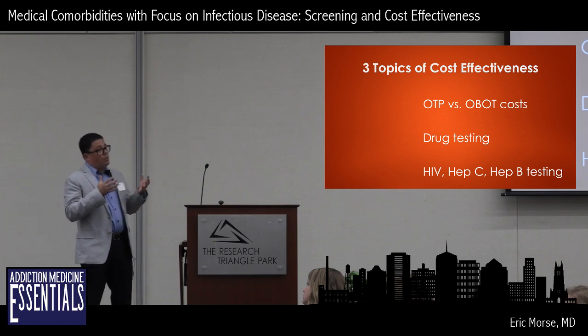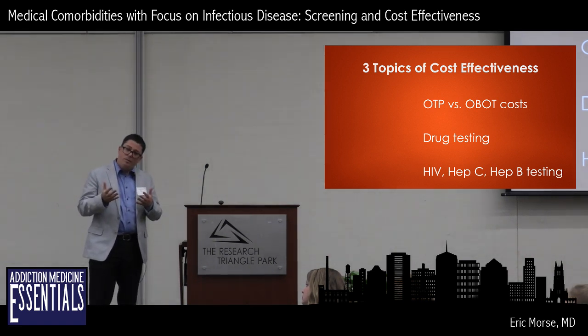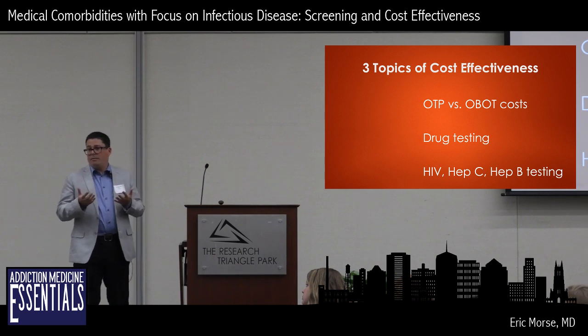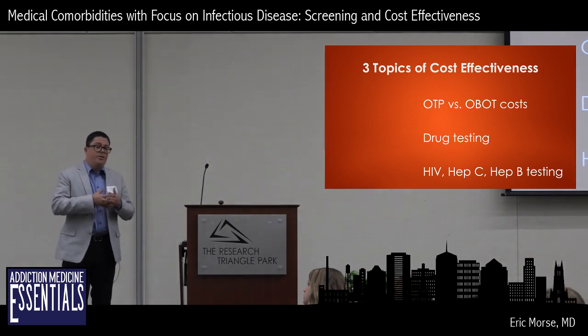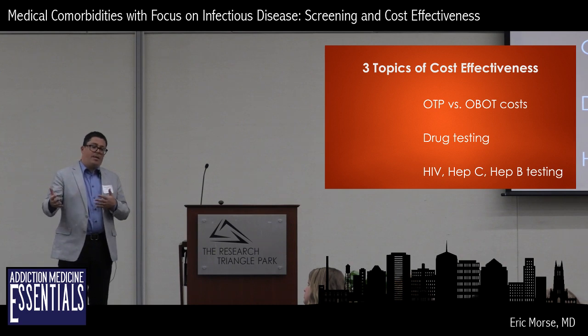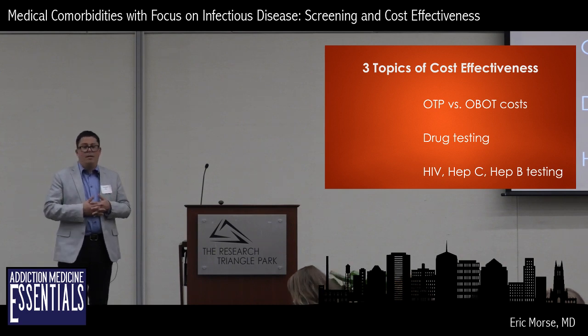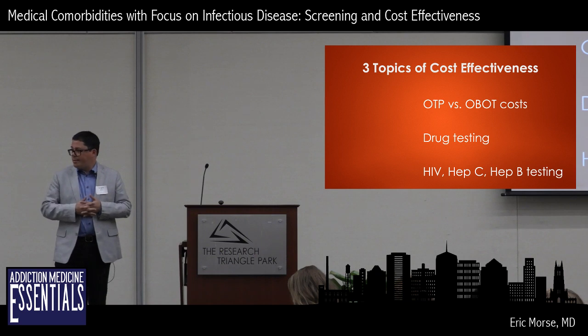And then if you've got private insurance, usually OBOT is the cheapest way to go, because the insurance may pay for your doc visits, and your insurance should cover your medicine.